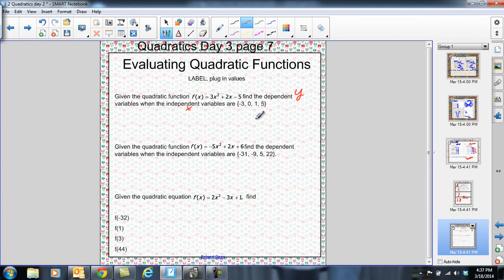Well, that just means take these numbers and plug them in for x. So I'm going to take the first number, negative 3, and plug it in everywhere I see an x. So I'm going to have 3 times negative 3 squared plus 2 times negative 3 minus 5. And the nifty thing about my calculator is I can type that in and it'll do it for me.